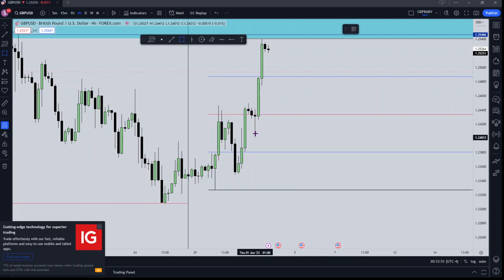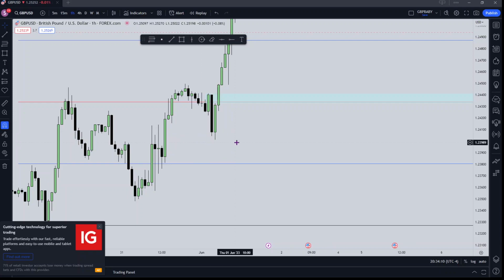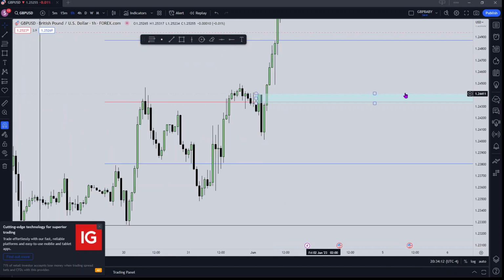I'm not going to draw the whole order block. I'm going to draw the wick and the upper wick. Where's the open? We'd have to drop down to a 1 hour to see. Yeah, that makes sense. Cool.